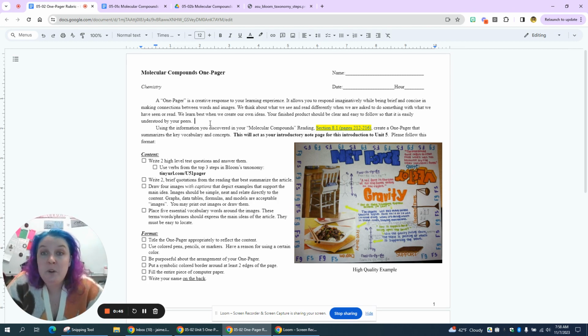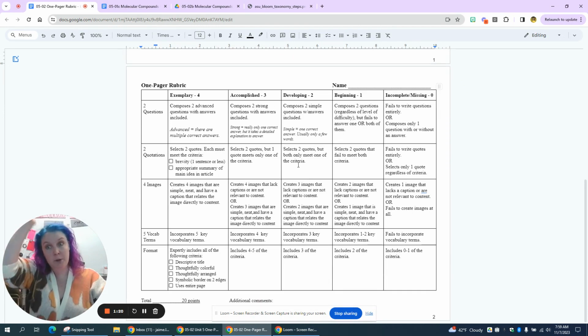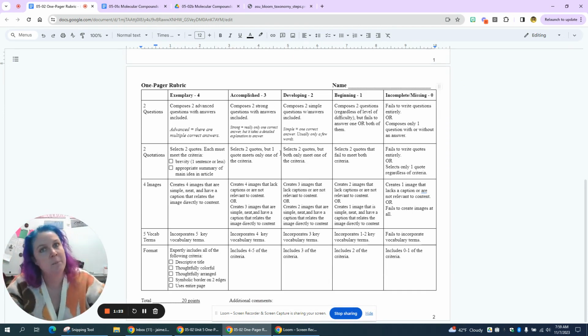Okay. Using the information you discovered in your molecular compounds reading, which the hyperlink is right here if you want to click into it, create a one-pager that summarizes the key vocabulary and concepts. This will act as your introductory note page for this introduction to Unit 5. Please follow this format. So you have a checklist here. This is a nice, useful checklist, but I want you to know that the rubric on the back is what you really should be paying attention to. Maybe you did the thing on the checklist, but you want to make sure that it's at the right rigor or the right caliber of quality that I'm looking for to get the points you want.